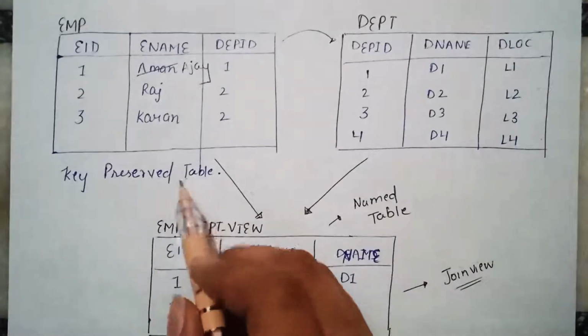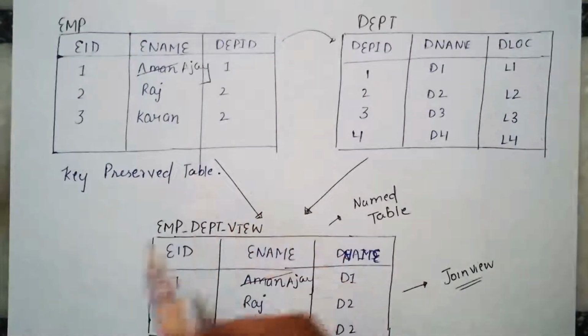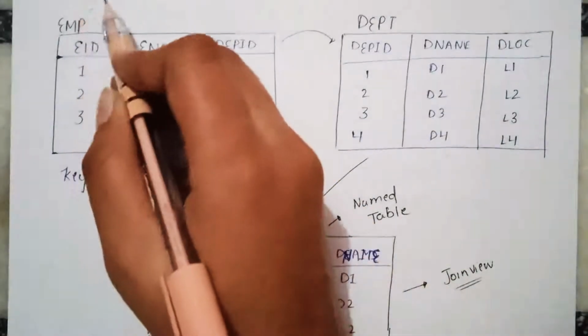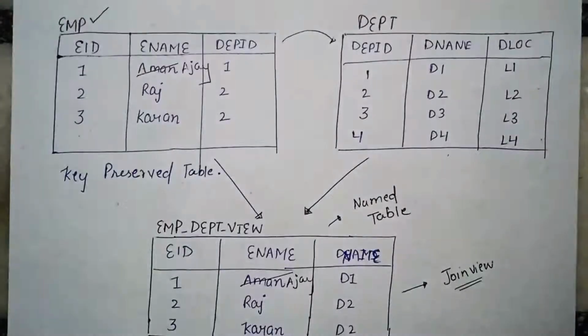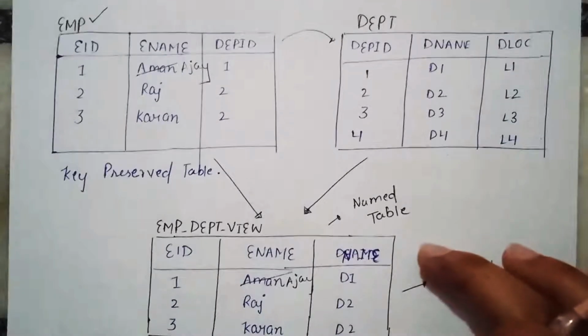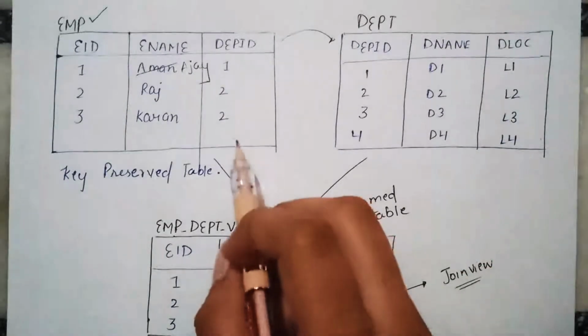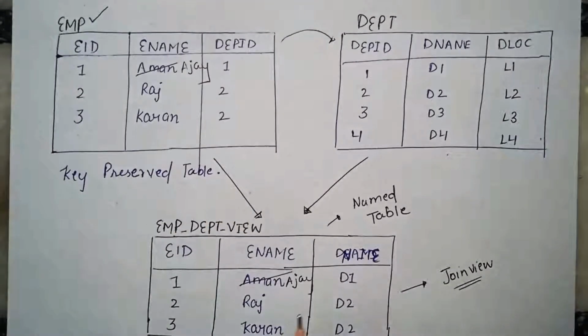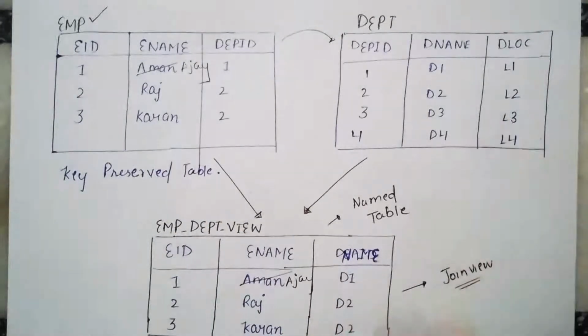So it is a key preserved table. This is the basic meaning of a key preserved table. In these two tables, this is the only key preserved table. So what is it saying? Whatever modifications we perform on this view by using the insertion and deletion operations will only require the contents of this employee table to be changed. It will not make modifications in this department table.